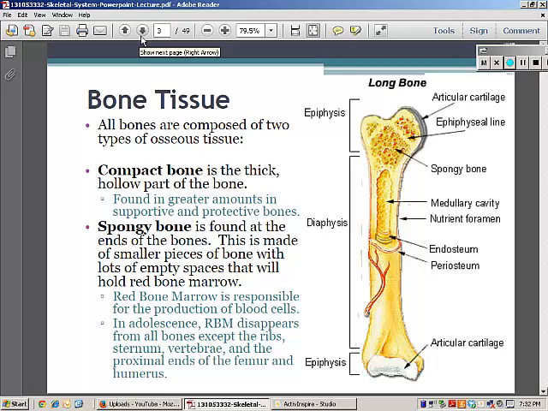When you're in adolescence, which many of you guys have reached in this class, your red bone marrow actually starts to disappear. It disappears from most of your bones, except for maybe your ribs, your sternum, your vertebrae, things like that, and the proximal ends of your femur and your humerus. So most of that is actually replaced by something else, which we'll find out in just a minute.